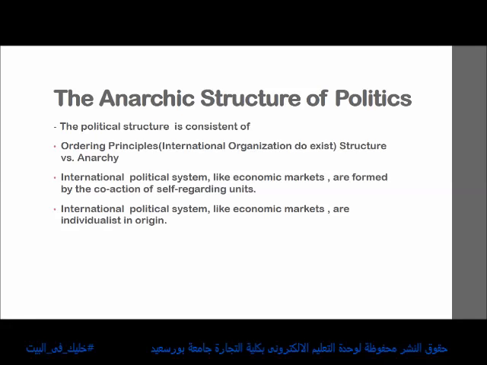International political systems, like economic markets, are formed by the co-action of self-regarding units. It means that each country would like to promote its prosperity depending on its resources, its people, its leaders. And in terms of balance of power, anarchy, realism, no central power, as I mentioned, controls the international system. International political systems, like economic markets, are individualist in origin. I mean, self-interest promotes the motivation of each country to survive in the international system.